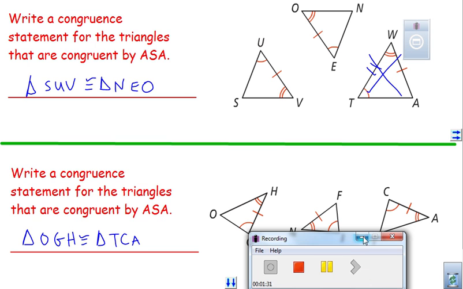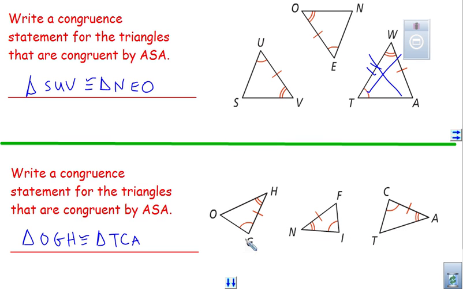Again, remember to hit pause if the kids need more time to work. Here is the solution. This side is not included between the angles, so we throw out this triangle. Otherwise, we're matching angle 0 to angle 1 to angle 2, 0 to 1 to 2. So OGH is congruent to TCA.